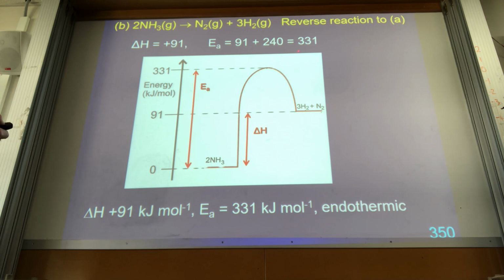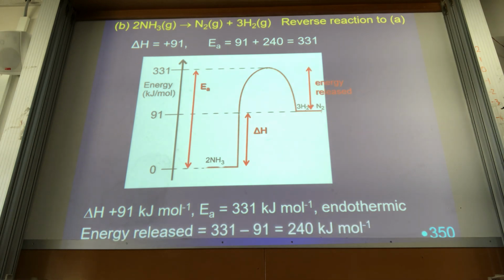How much energy was released? Well, we can pretty clearly see it's going to be that minus that, 331 minus 91, which is 240 kilojoules per mole. So that's example B.